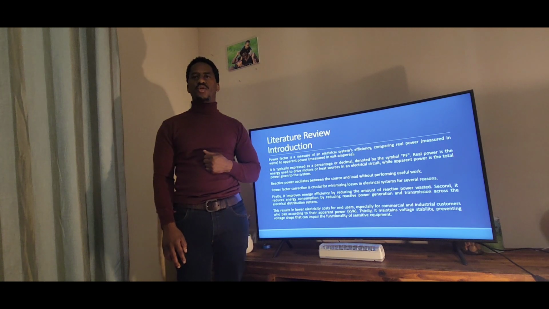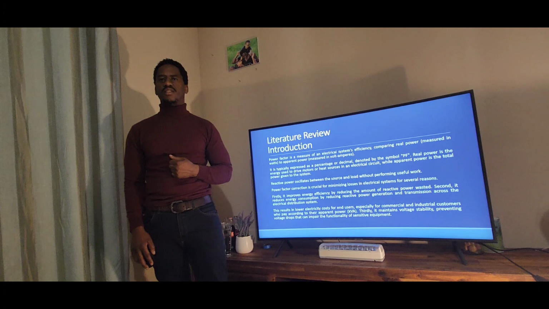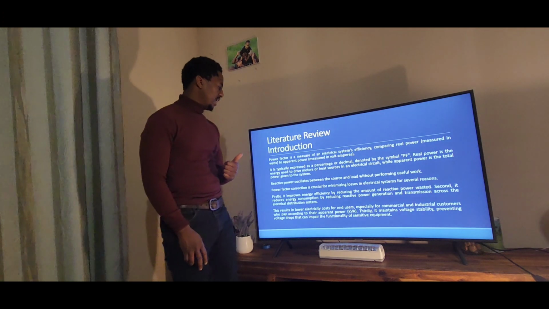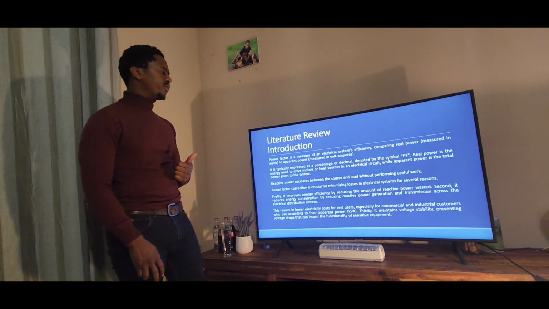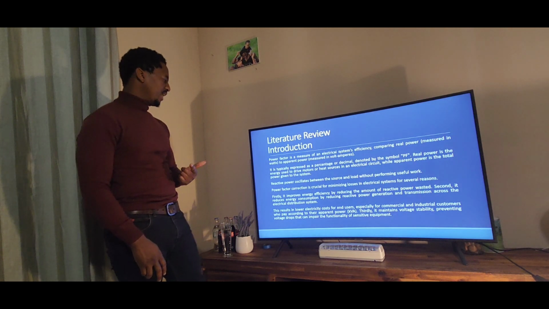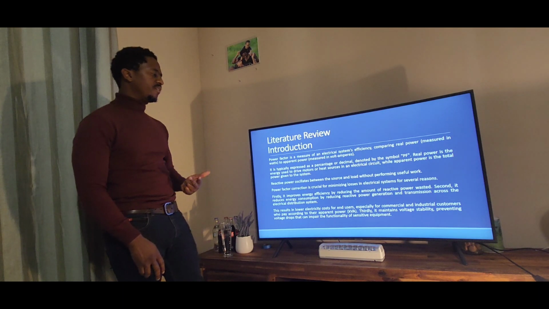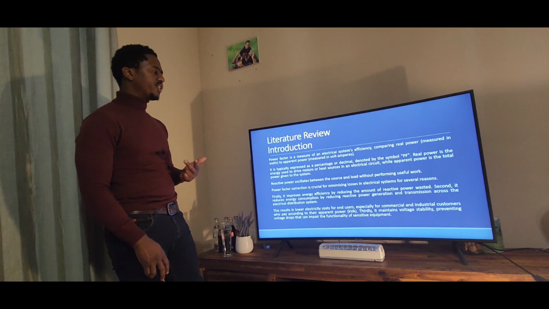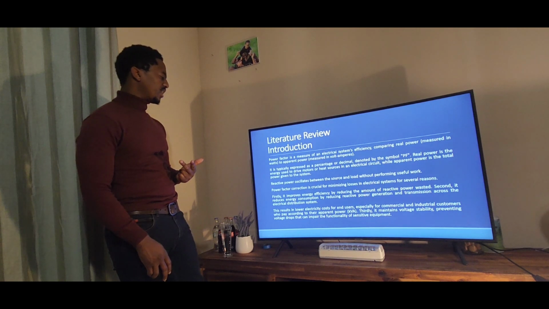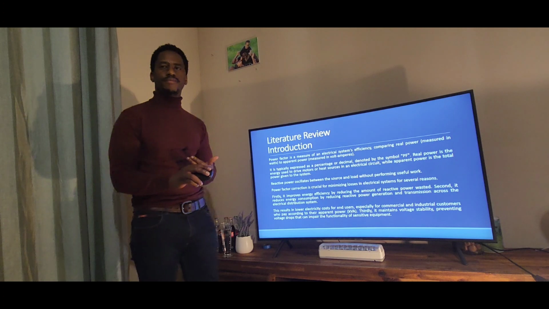Power factor correction is crucial for minimizing losses in electrical systems for several reasons. Firstly, it improves energy efficiency by reducing the amount of reactive power wasted. Secondly, it reduces energy consumption by reducing reactive power generation and transmission across the electrical distribution system. Thirdly, it maintains voltage stability, preventing voltage drops that can impair the functionality of sensitive equipment.